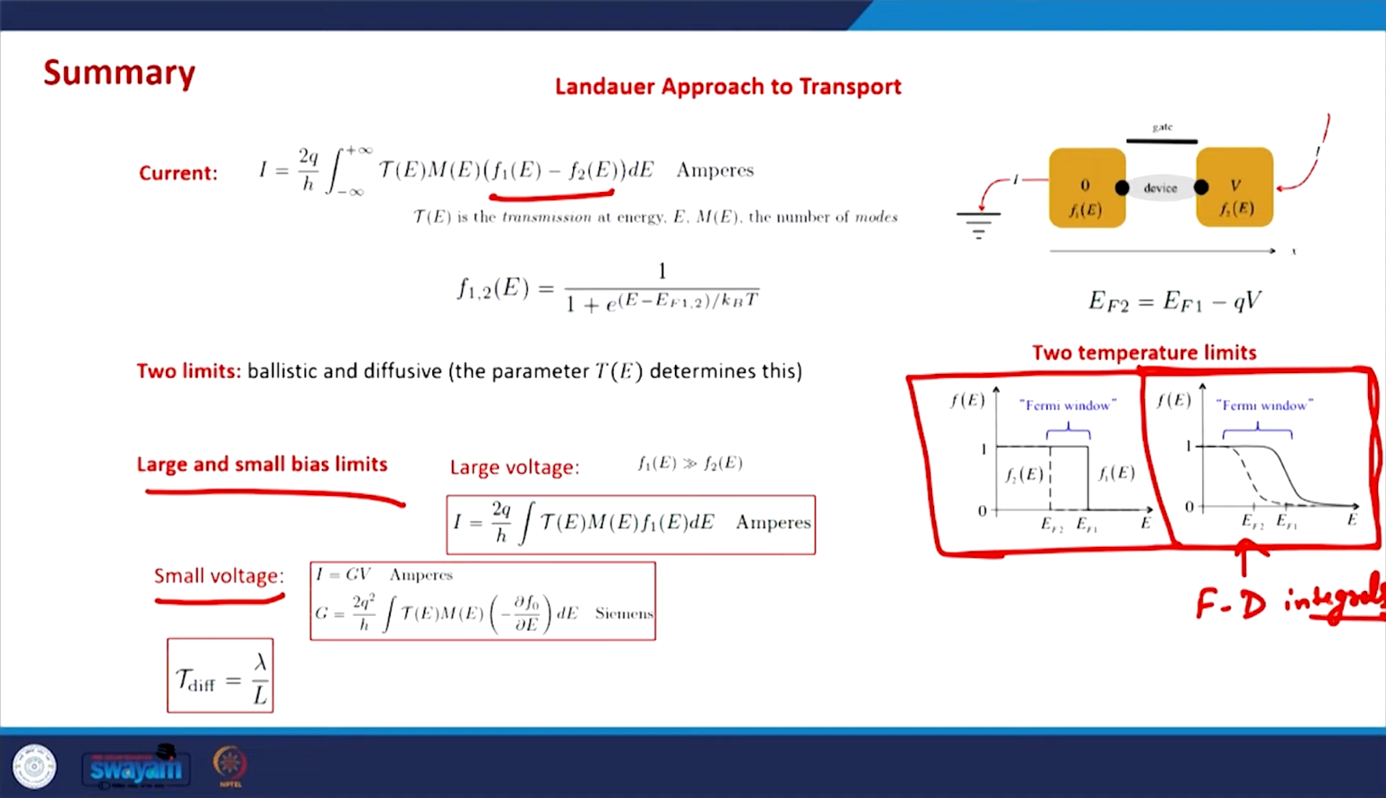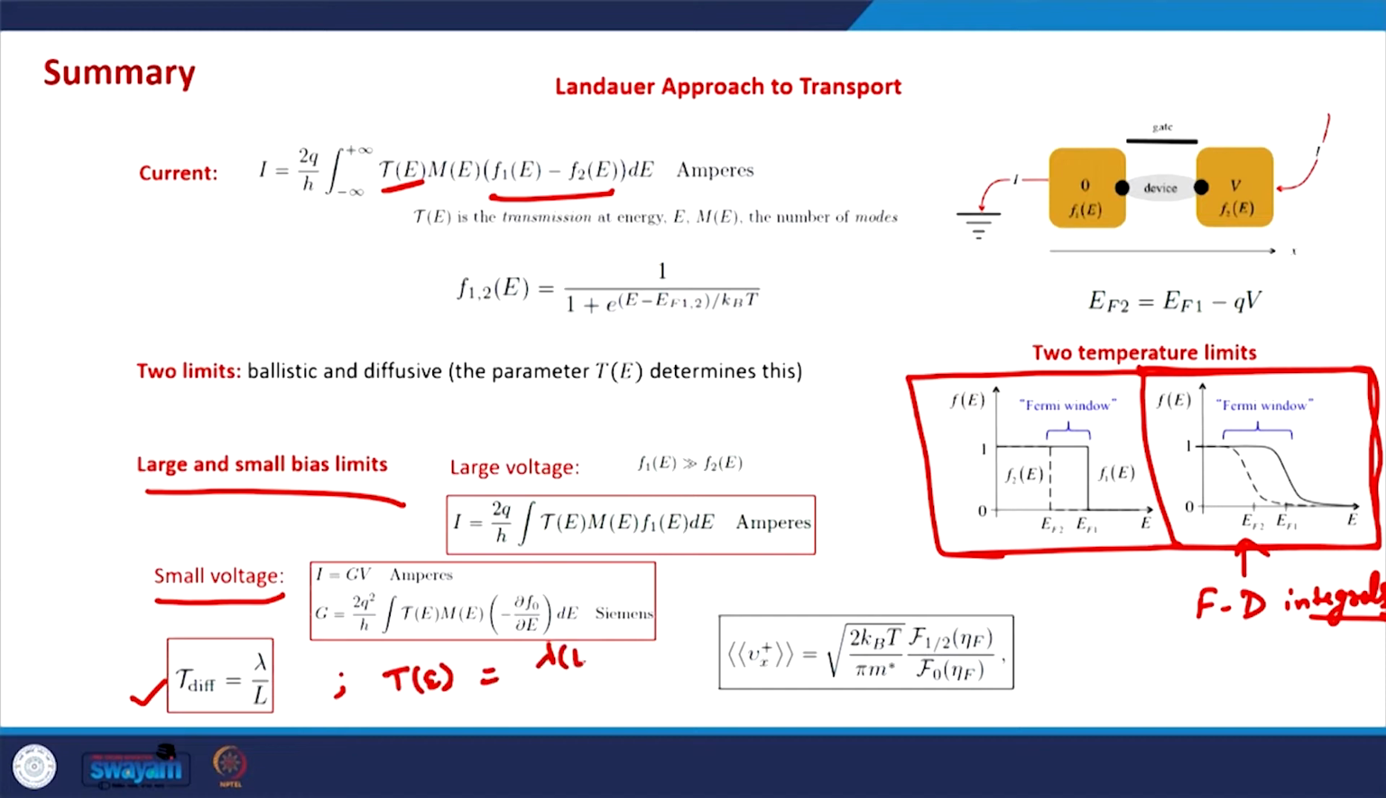In order to account for the scattering in the channel, we use a transmission coefficient parameter, which is the T(E) parameter, and from our derivation this turns out to be lambda by L, where lambda is the mean free path, and more precisely T(E) is lambda(E) divided by lambda(E) plus L.